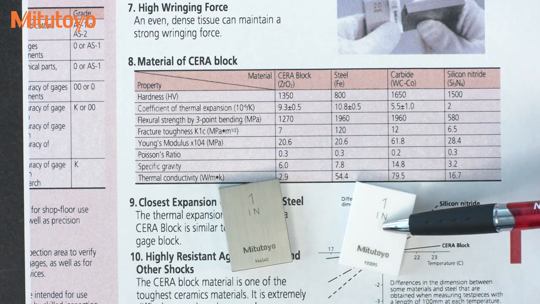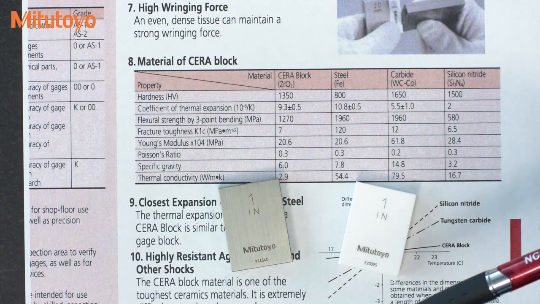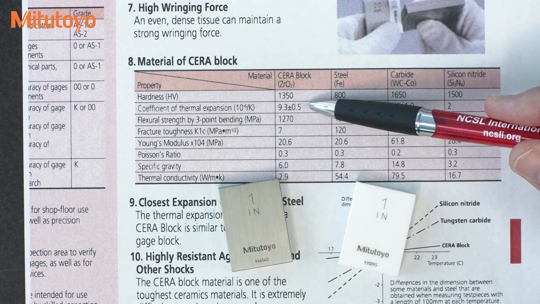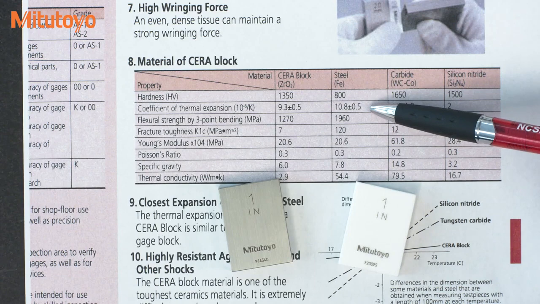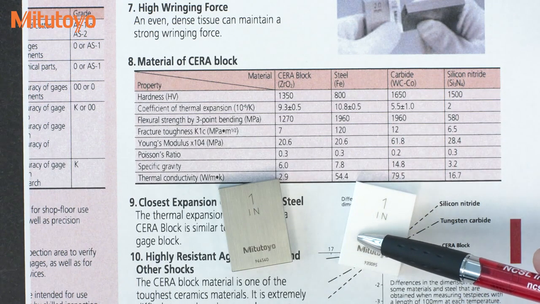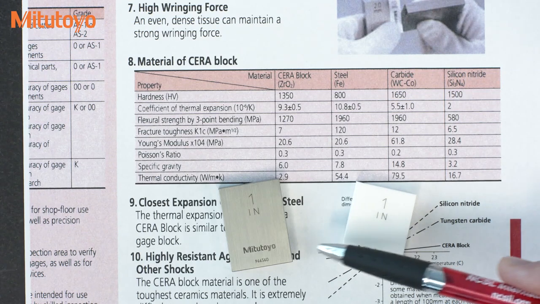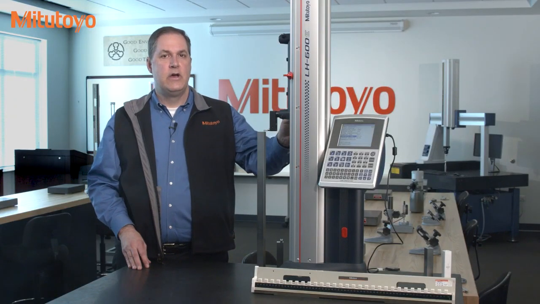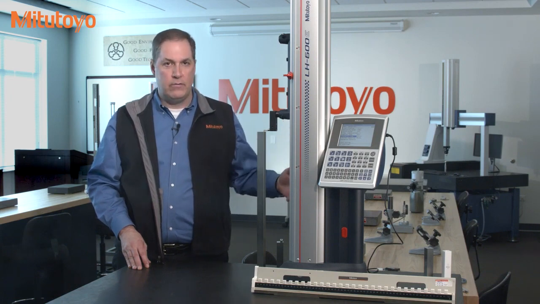Minatoya ceramic gauge blocks have a slightly lower CTE. As you see here, it's 9.3, not the 10.8. Minatoya actually designed the ceramic gauge blocks to have a CTE close to steel to reduce thermal problems when they're used. Like a lot of measuring equipment, this linear height gauge uses a linear encoder, sometimes called the scale, which is made out of glass.